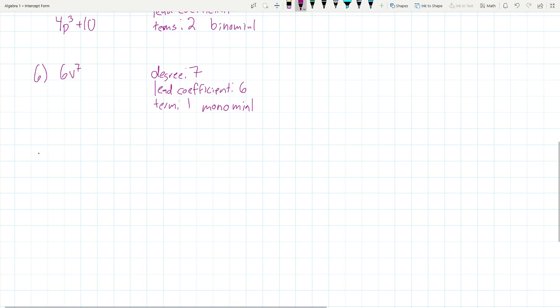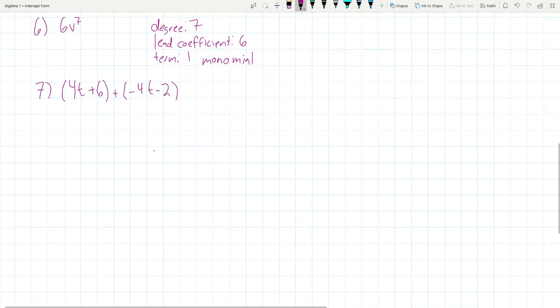Okay. Alright, moving on to number 7. In number 7, 7 through 10, sorry, we are going to find the sum. And it can be tricky if you're not really paying attention. But if you take that extra second to work through, okay, what's going on, it makes everything work so much easier.